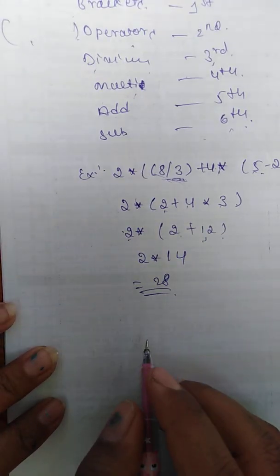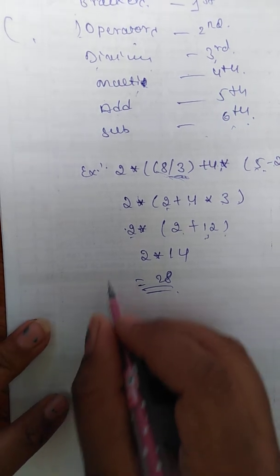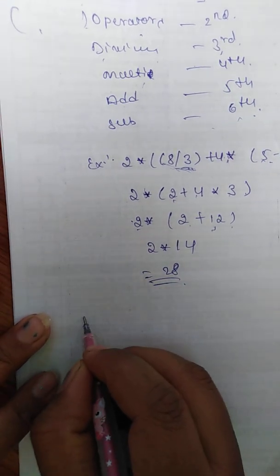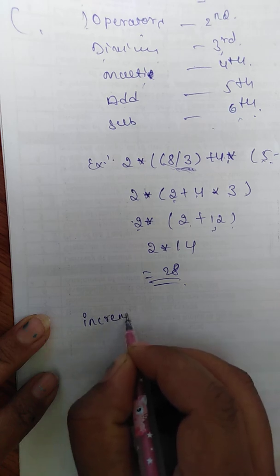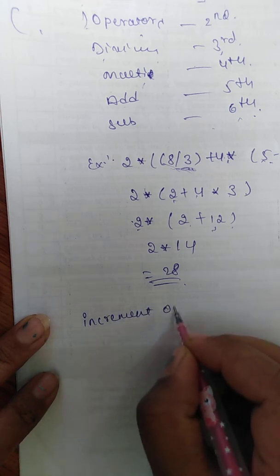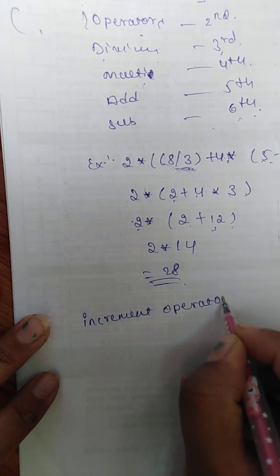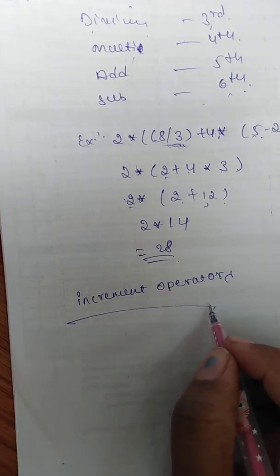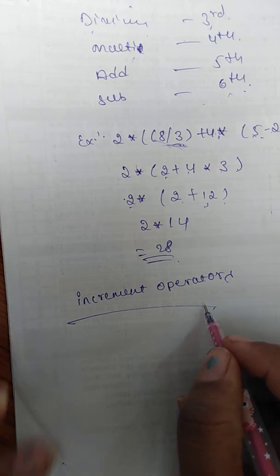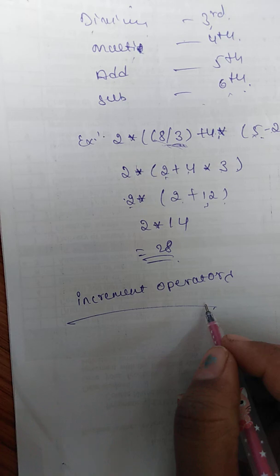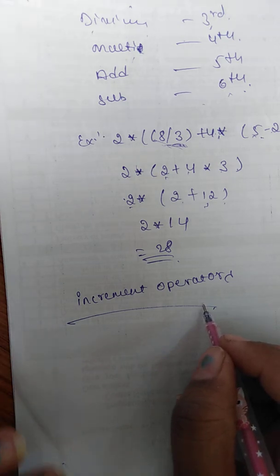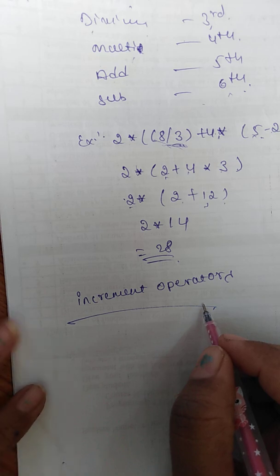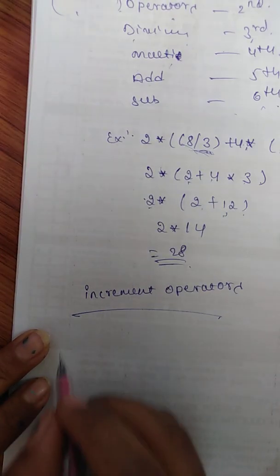Next one is the increment operator. Increment operator we can use. What is the increment operator? The operator is used to increment the value of the integer variable by 1. This is represented by plus plus, or double plus. The symbol can be placed before or after the integer variable.